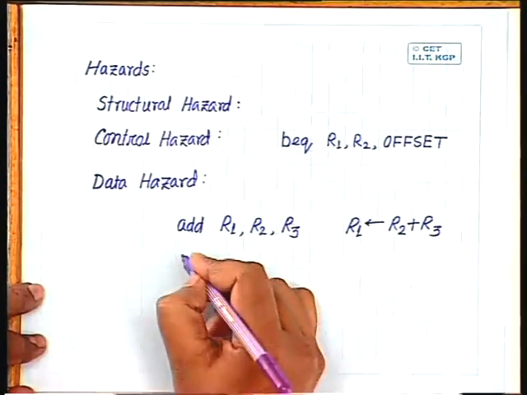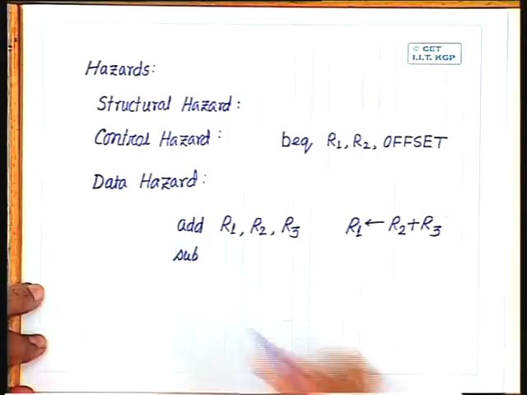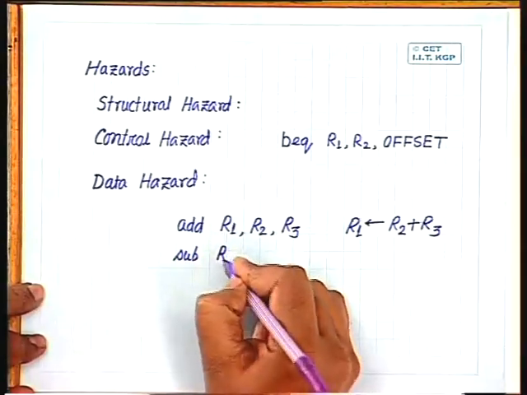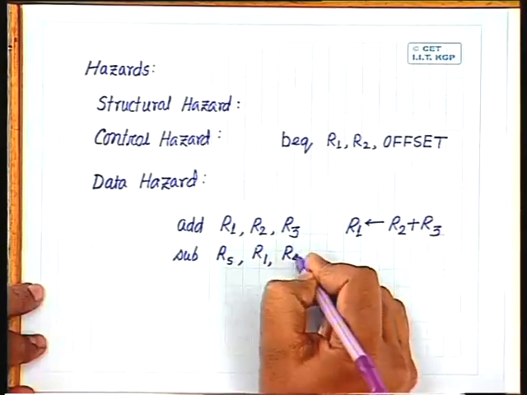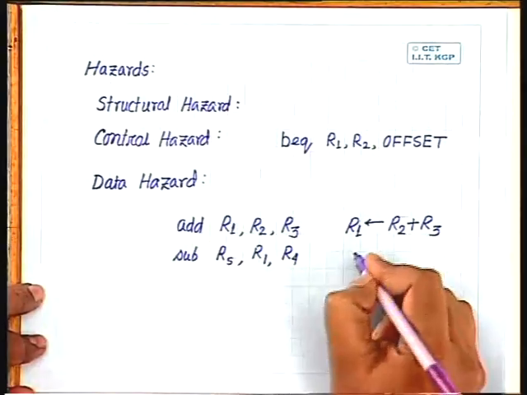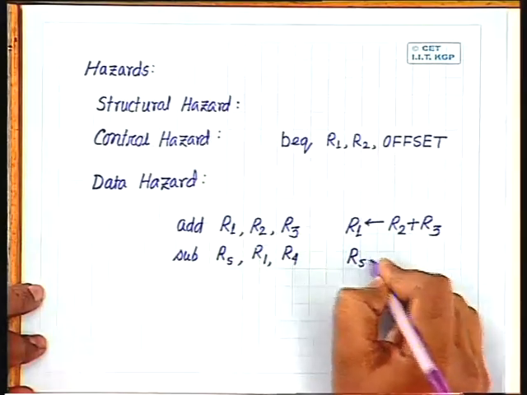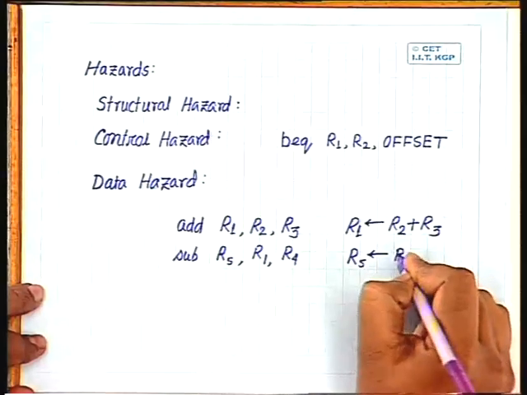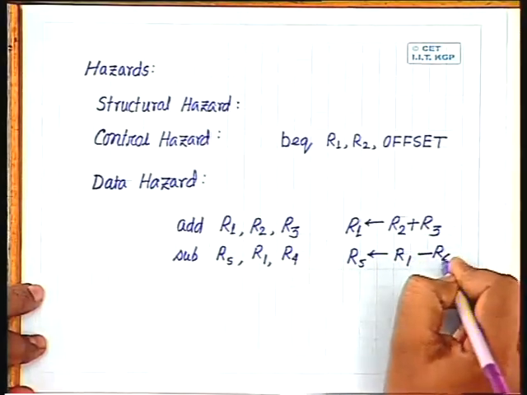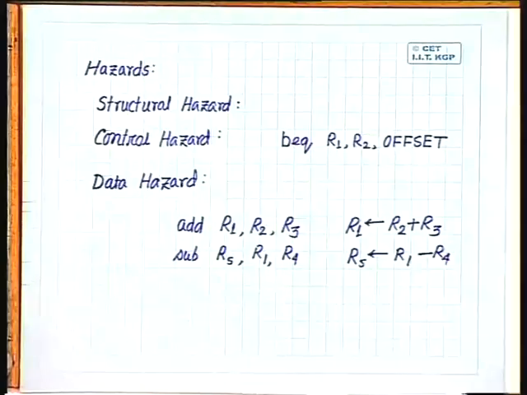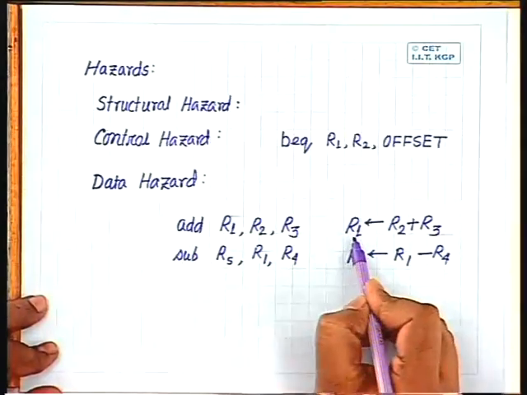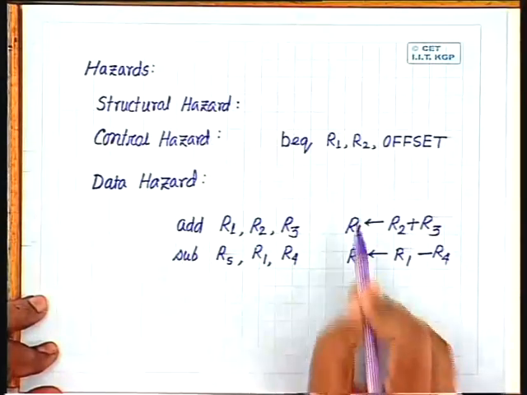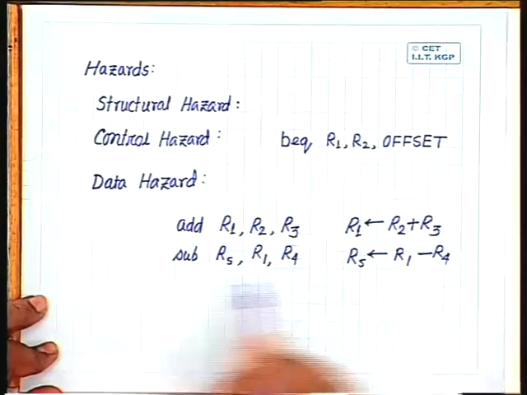Suppose the next instruction is subtract R5, R1, R4. This is the next instruction, and this will perform the operation R5 gets the data which is R1 minus R4. What will be the performance of this pipeline in this case? Because you find that the second instruction cannot be executed until and unless R1 is written into, because only then the right data is available for this subtract instruction.